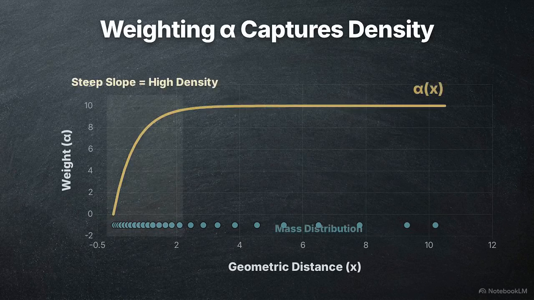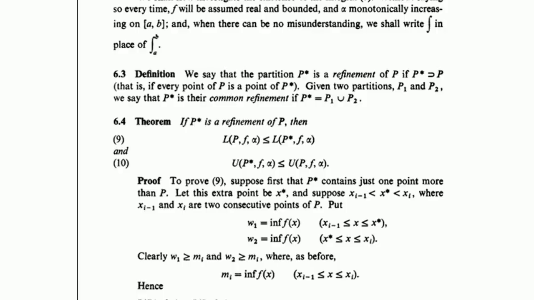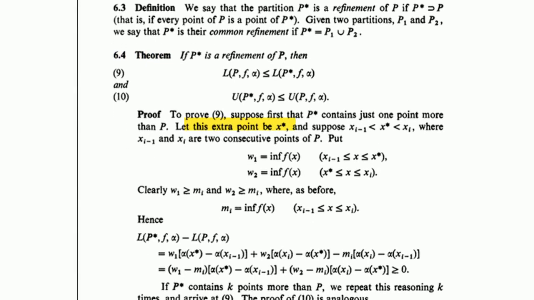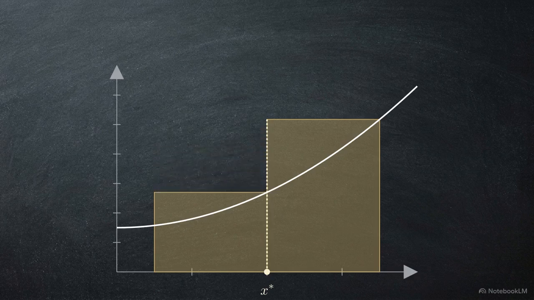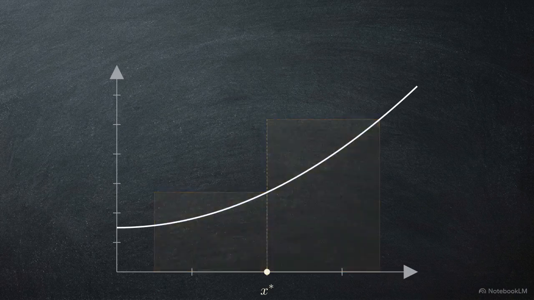Returning to our approximations, theorem 6.4 explains how to improve them using a refinement. A refinement, P star, is created by taking an existing partition and adding a new point, x star. Adding that point splits one wide rectangle into two narrower ones. Since the highest point in these new, smaller intervals is lower than or equal to the original, the rectangles drop down, hugging the curve tighter and eliminating wasted space.